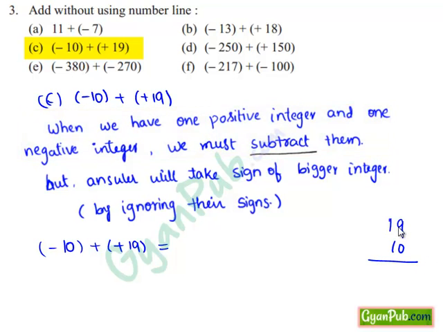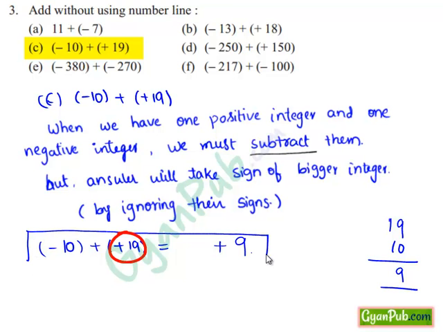Subtracting 10 from 19, we get 9. Now eliminate the signs minus and plus before 10 and 19 respectively. Now we compare 19 and 10. Between these two, 19 is the bigger integer. So 9 will take the sign of the bigger integer, which is plus. So when we add minus 10 plus 19, we get plus 9.